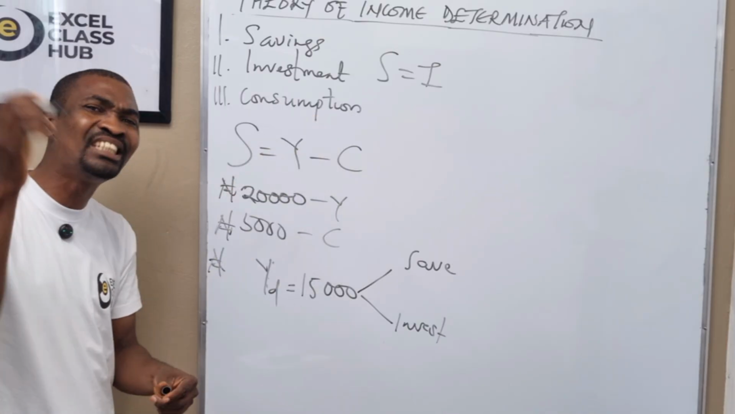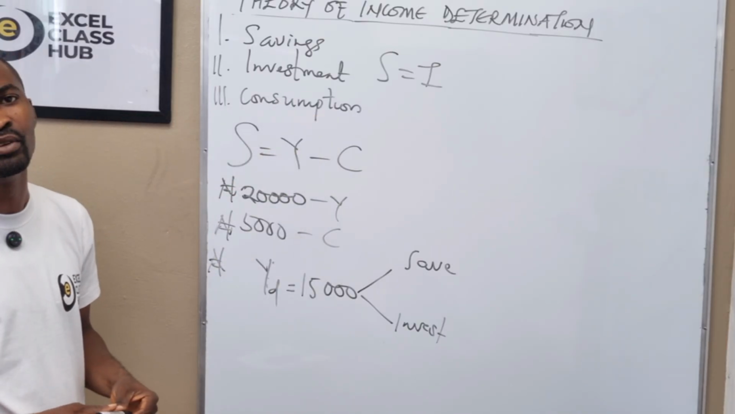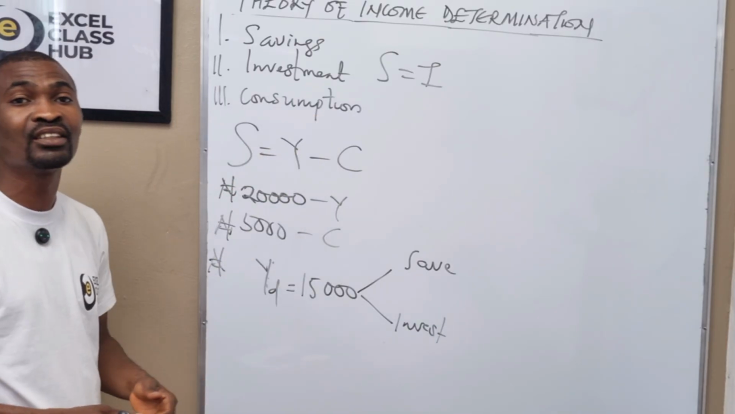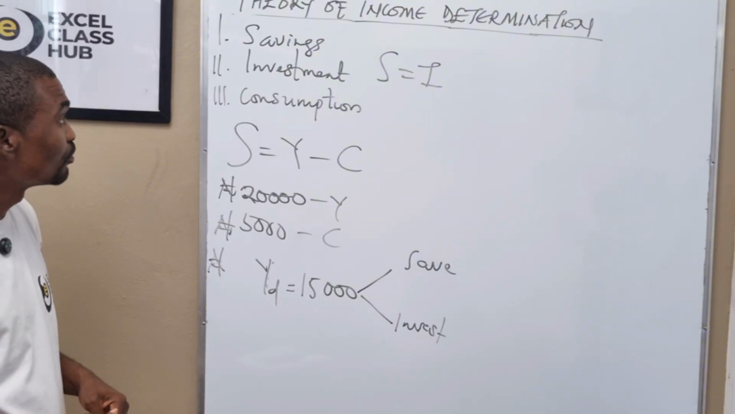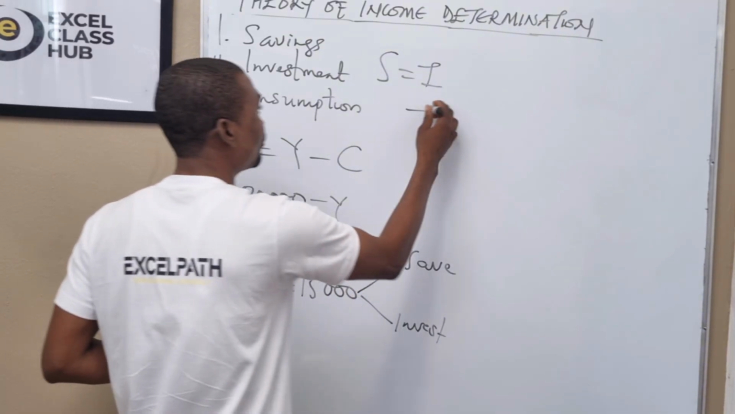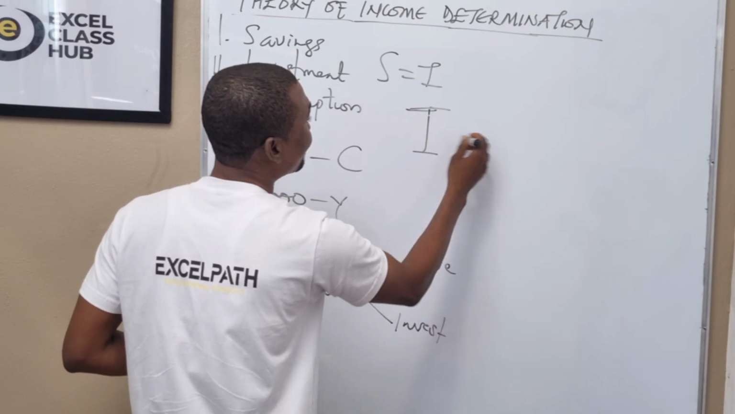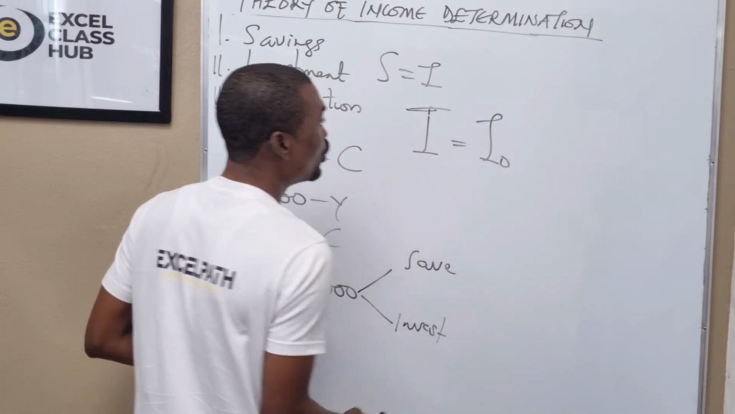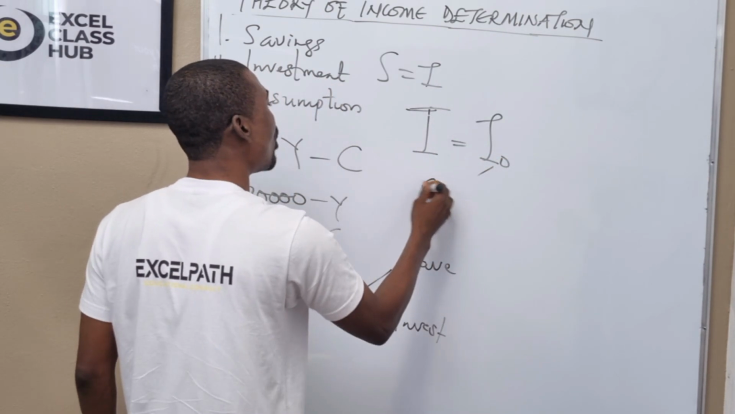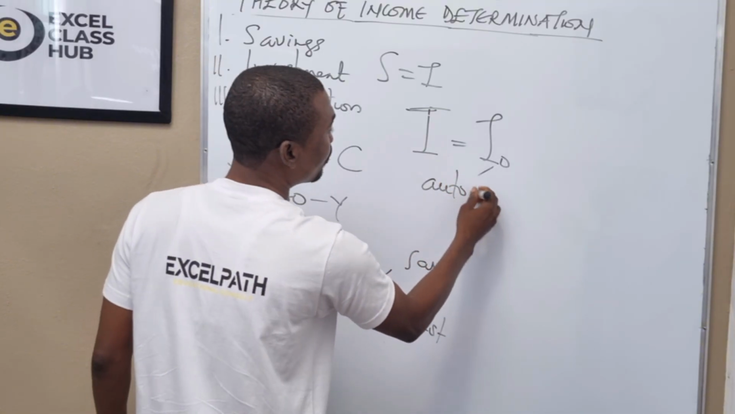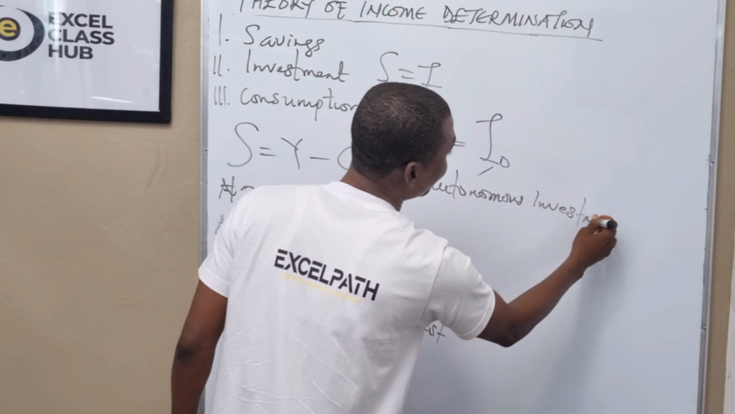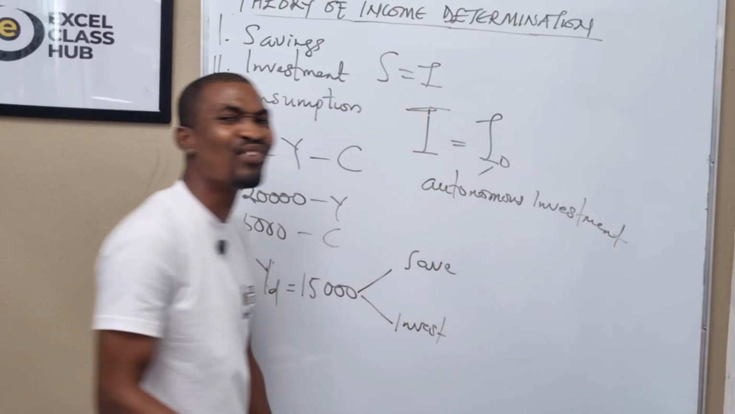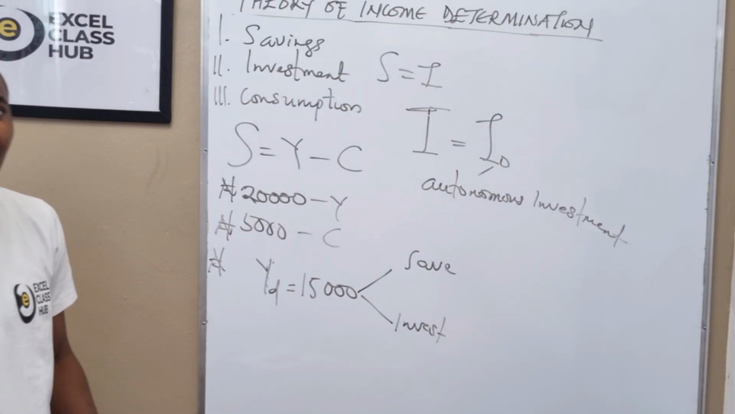Investment simply means the addition to capital goods, which could be equipment and other capital or intermediate goods. Okay, so your investment denoted by letter I is equal to I0. This I0 stands for autonomous investment. What do you mean by autonomous investment? The investment that is not affected by the level of income.